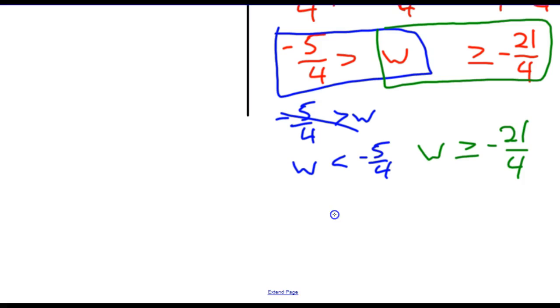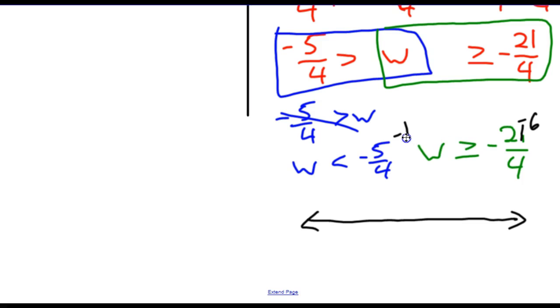Now, when we're graphing this, we need to see which one is less. Negative 5 over 4 is very close to negative 1. It's a little bit over because the 5 is on top. This one is very close to almost a negative 6. I apologize, I can't do math right now.